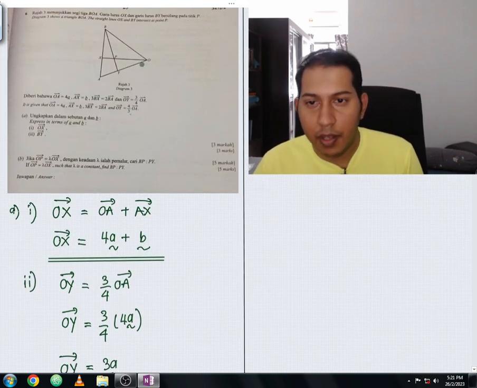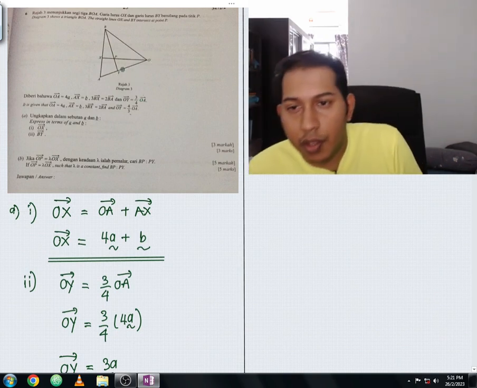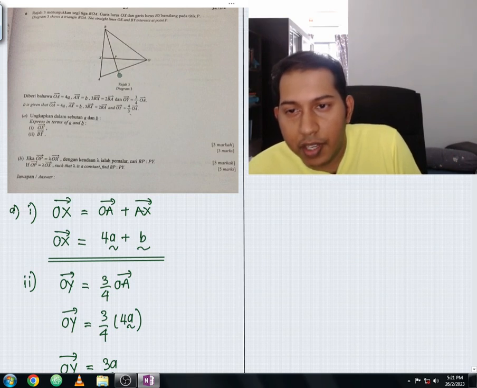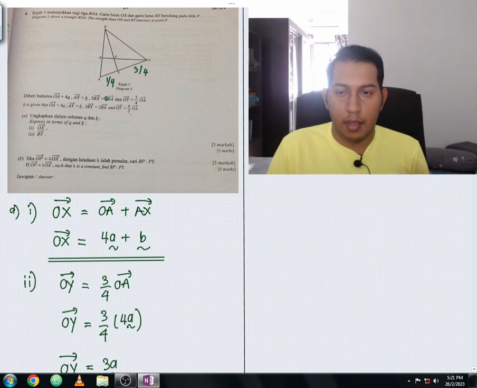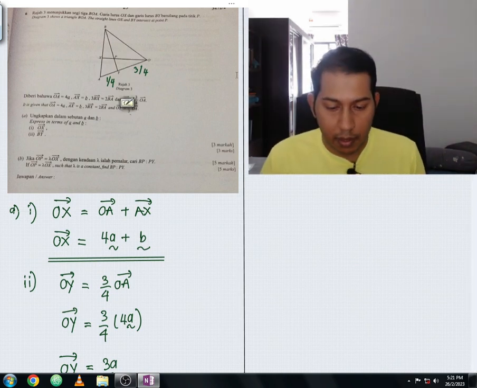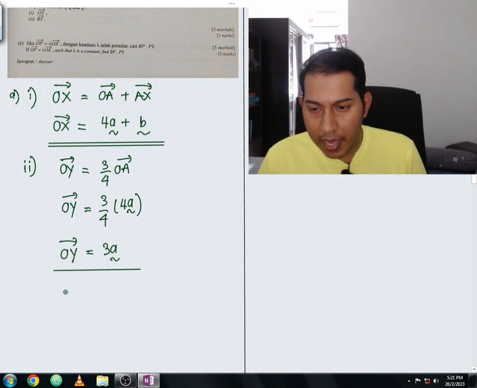So from here vector OY is actually 3 over 4 of vector OA. So that means that this component here will be 1 over 4. If this section is 3 over 4, over here should be 1 over 4. Okay, so I hope you guys are clear about this. Okay, so from here vector YA will be equals to 1 over 4 times with the vector OA.